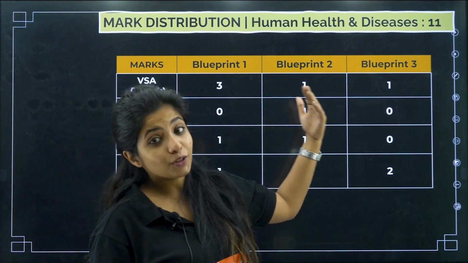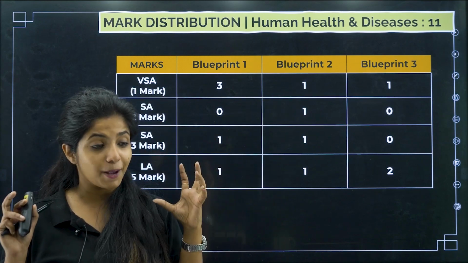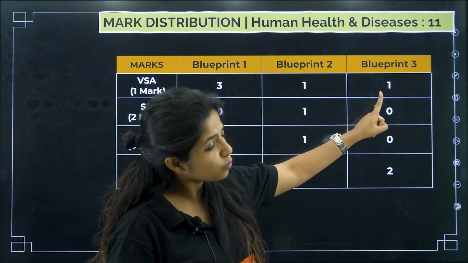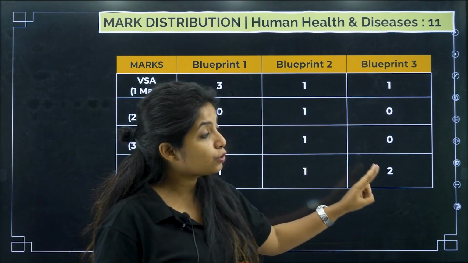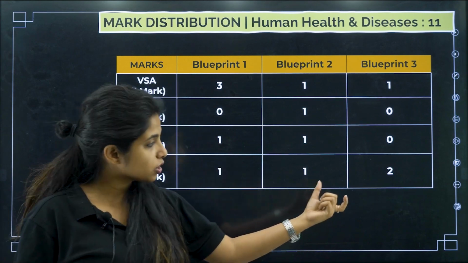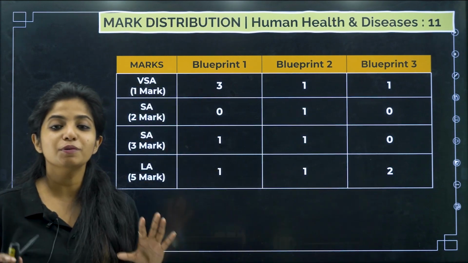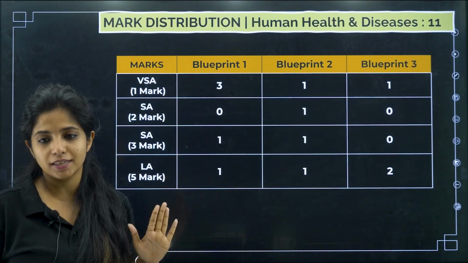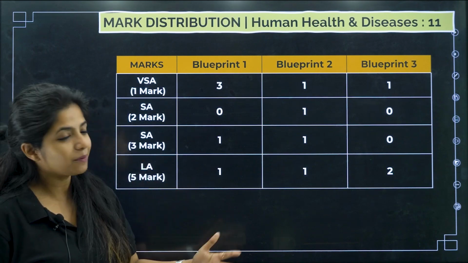According to blueprint 3, which is the most disastrous one, there will be 1 question from 1 marker. There will be 2 questions from 5 markers. So your 10 marks you'll get here itself. So we have to be prepared for all types of questions this time: 2 marker, 1 marker, 3 marker and 5 marker.